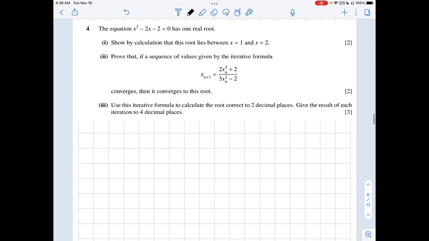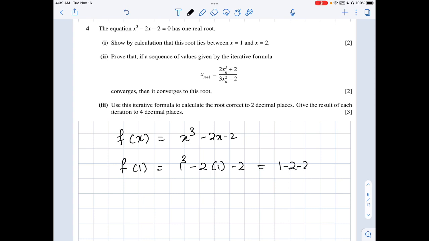Coming to question number 4, the equation x cube minus 2x minus 2 has one real root. Show by calculation that this root lies between x is equal to 1 and x is equal to 2. So what am I going to try? Let f of x is equal to x cube minus 2x minus 2. f of 1 becomes 1 cube minus 2 times 1 minus 2, which is 1 minus 2 minus 2, which is minus 3. Then f of 2 is 2 cube minus 2 times 2 minus 2, 8 minus 4 minus 2, which is 2.